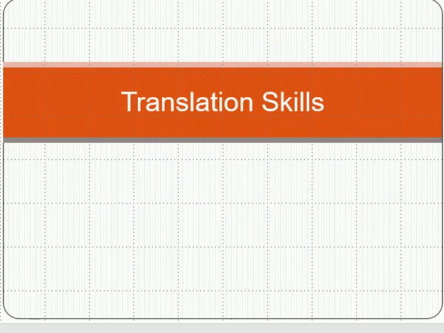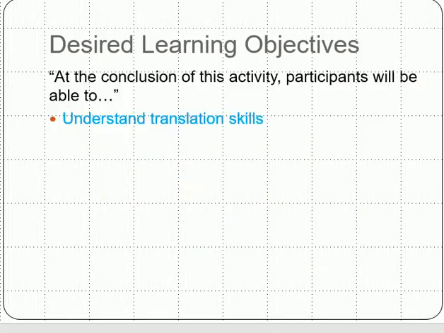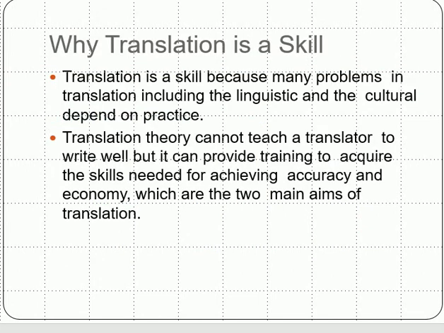We are going to talk about it, and after the end of this lesson, you'll be able to understand translation skills. So, what is translation skill, and why do we call it a translation skill? Because there are certain problems that occur when you translate any given text, especially due to linguistic and cultural dependence on practice. So, translation theory cannot teach a translator to write well, but it can provide training to acquire the skills needed for achieving accuracy and economy, which are the two main aims of translation.